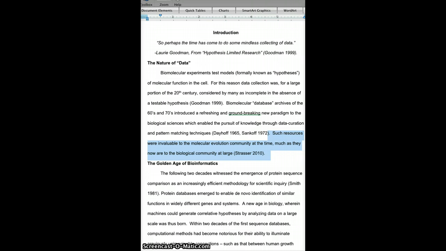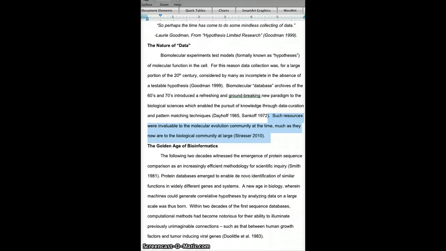And if you're in a hurry, it's always nice to read the last sentence. Such resources were invaluable to the molecular evolution community at the time, much as they now are to the biological community at large. Strasser 2010. You read the last sentence of each paragraph.